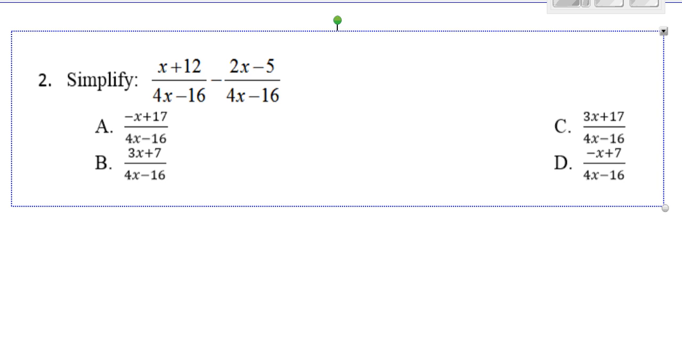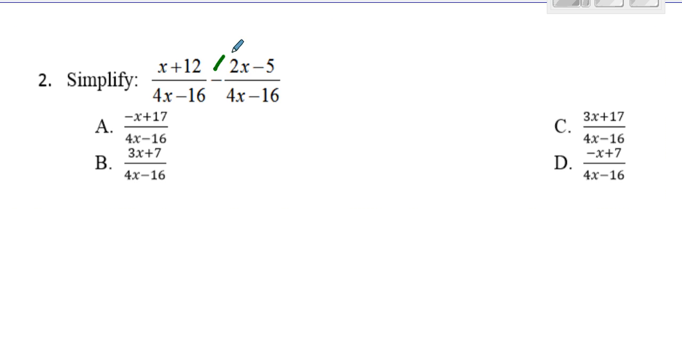When you're adding or subtracting fractions, you have to have the same denominator. These do, so that's good. So all you have to do is distribute your negative. So that turns to x plus 12 minus 2x. 2 negatives makes a positive 5.